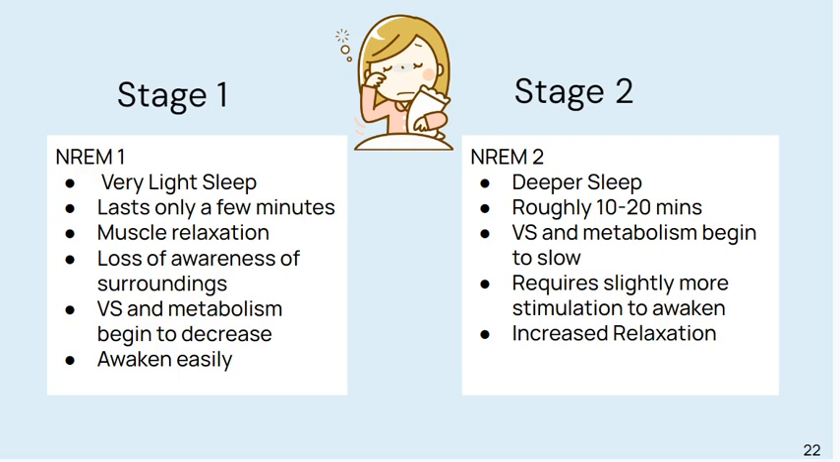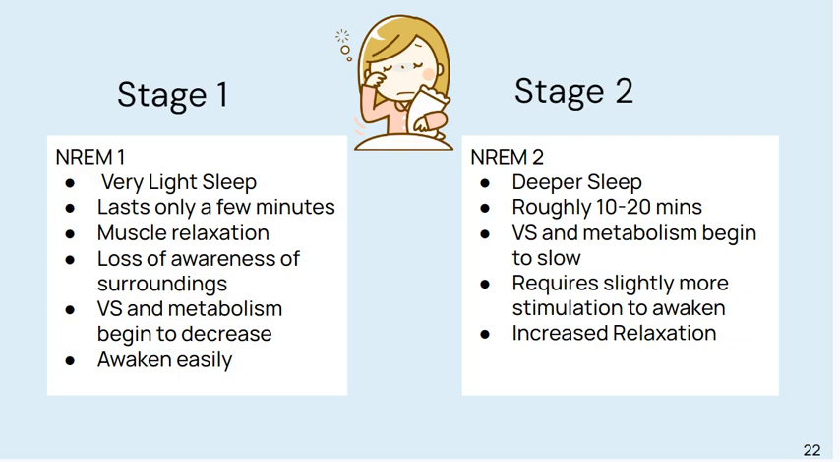I'm just briefly introducing this to you guys if you haven't gotten part of this material from an A&P class, but we'll dive a little bit deeper into more like the interventions and things like that here in just a second. So with stage 1, this is what we call non-REM 1 sleep. This is our very light sleep, lasts only a few minutes. This is when our muscles start to relax. We start losing that awareness of our surroundings, and our vital signs and metabolism begin to decrease. But at this stage, we can still easily wake up.